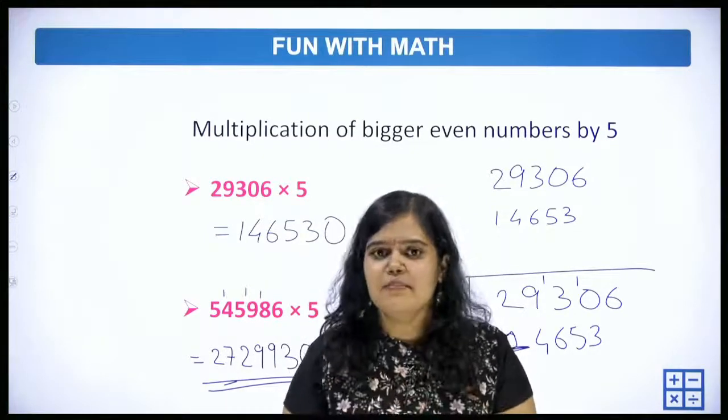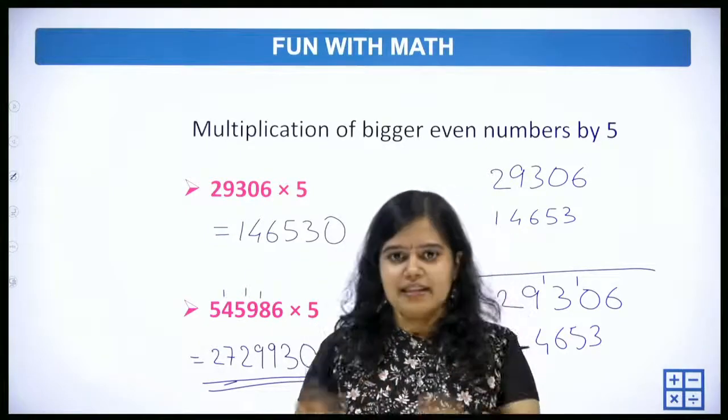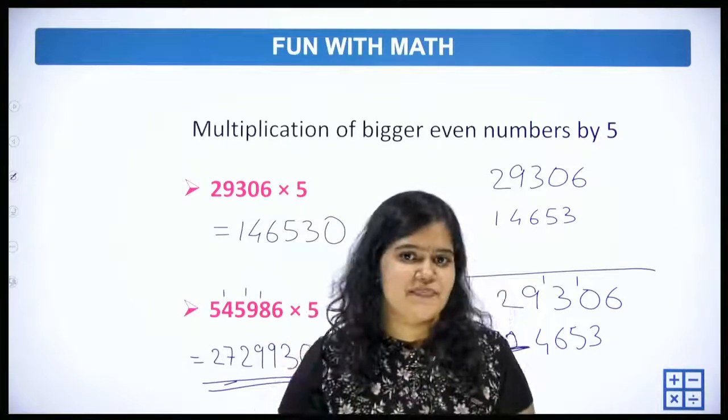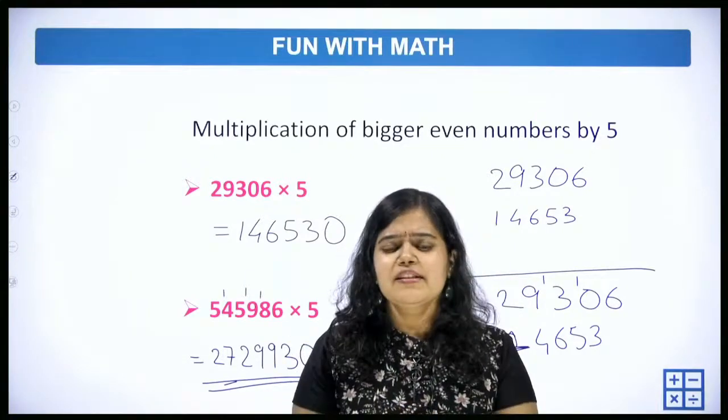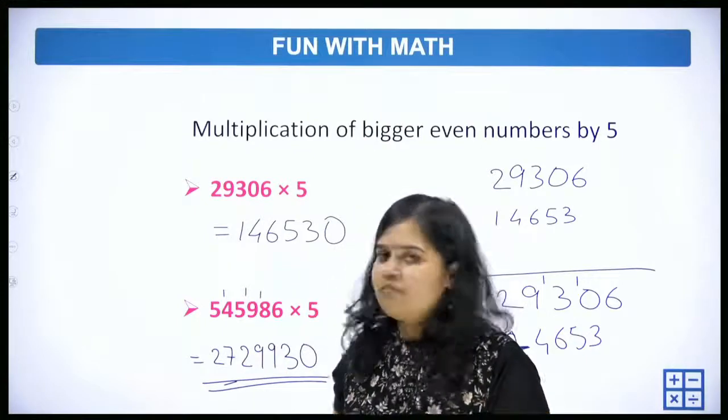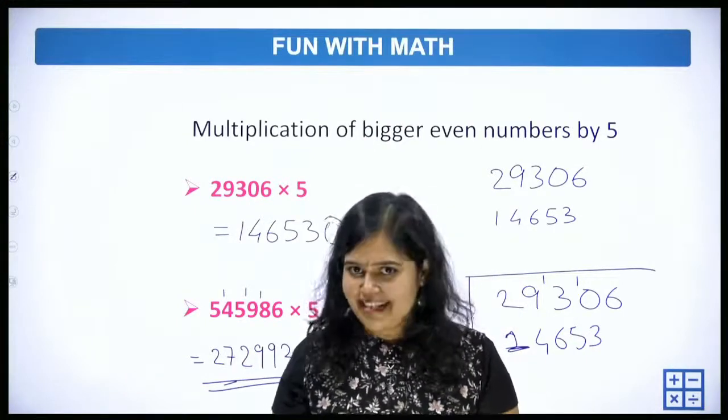I hope you enjoyed how to multiply numbers by 5, even numbers by 5. Even this process can be done for odd numbers, but there on dividing by 2, we will get a decimal first. Okay? So there it may not be so useful, but for long even numbers, this is a very easy trick.